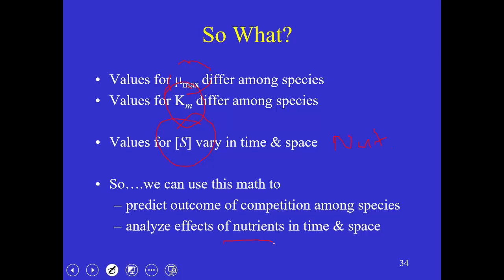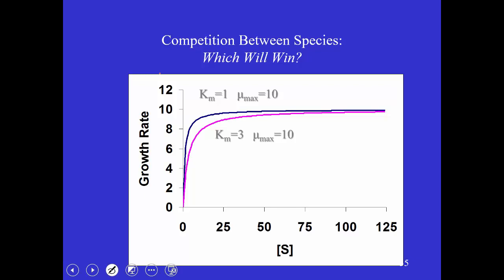And we can predict which organisms should occur where by looking at just nutrient concentrations and knowing something about these parameters, maximum uptake velocity or growth rate, and the half saturation constant. So let's just look at a couple examples. Who should win in this case? What is that, blue or black, or I don't know my colors. Is that pink? Which one should win?